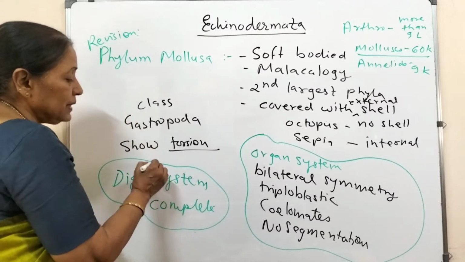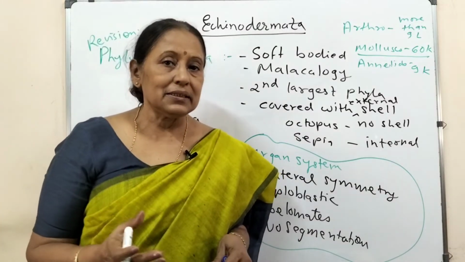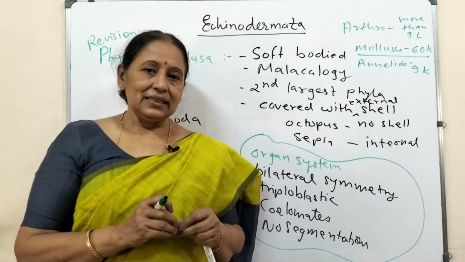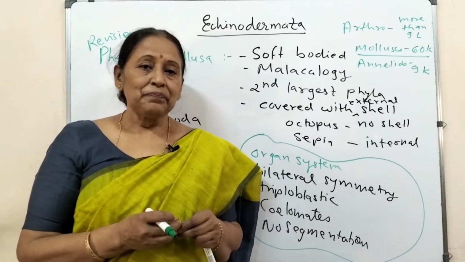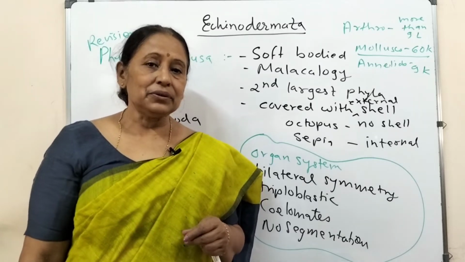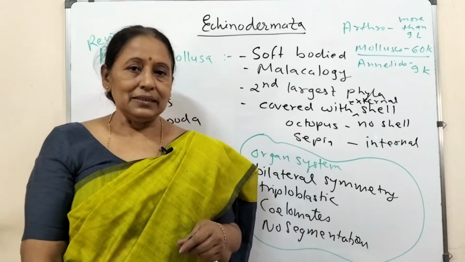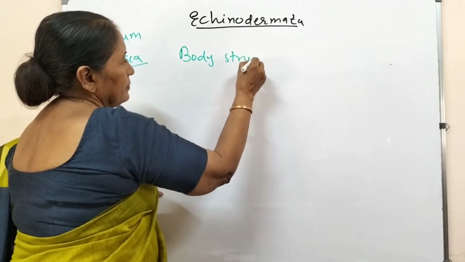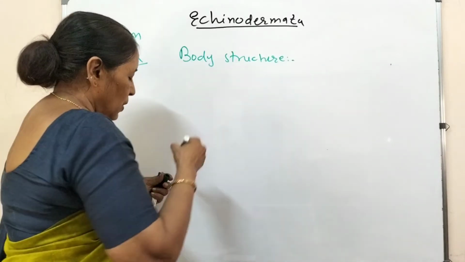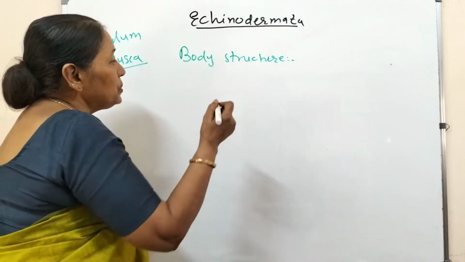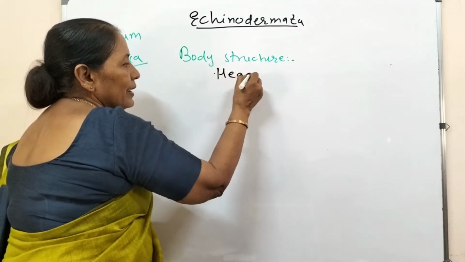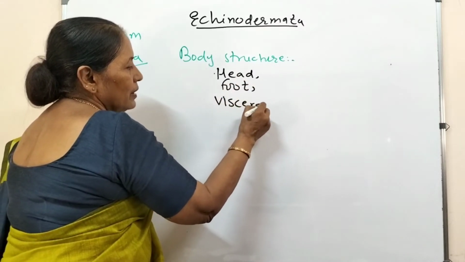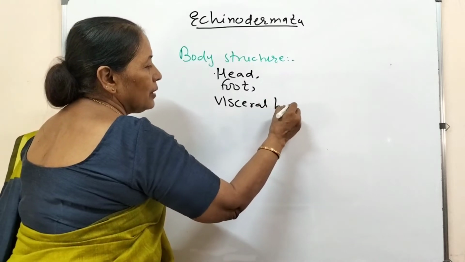So the digestive system is complete, and to discuss the other systems, we first need to know about the body structure of mollusks. That is, what is visceral hump, what is mantle cavity, so that we can discuss the other organ systems also. Their body structure: the body is divided into head, foot and visceral hump.